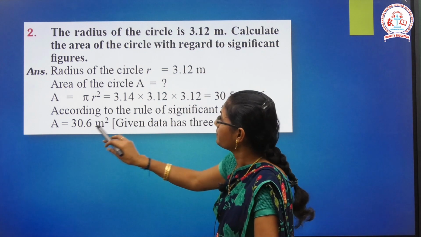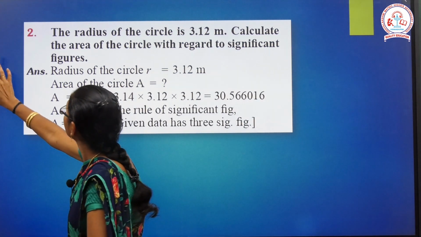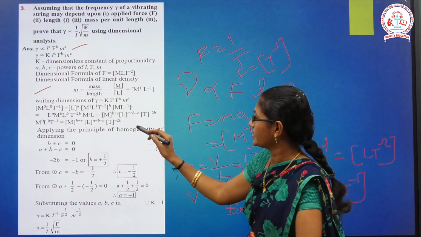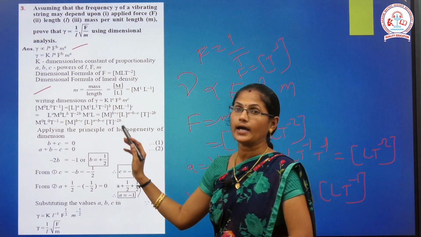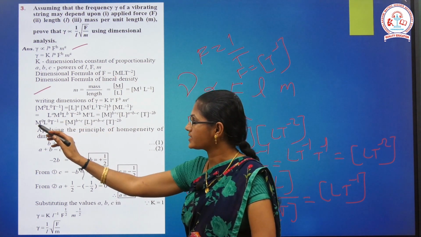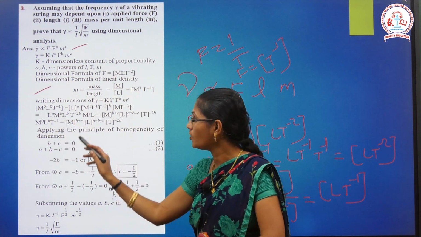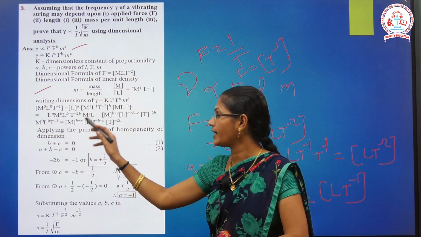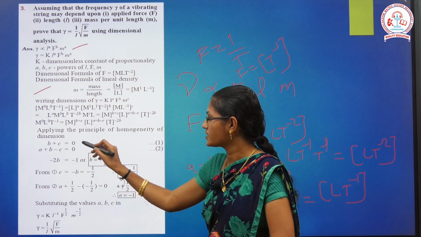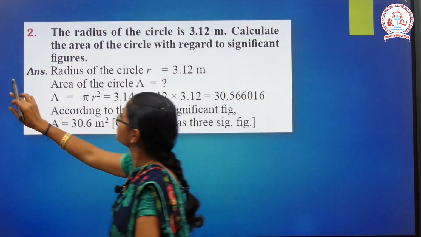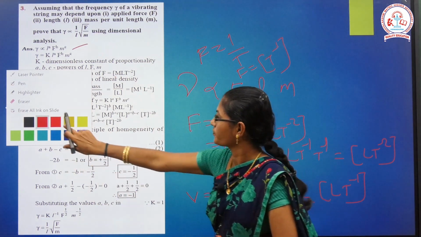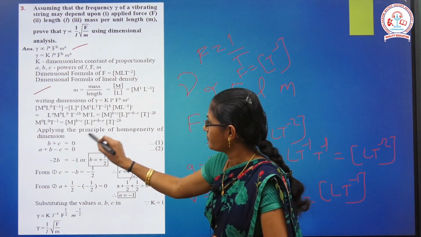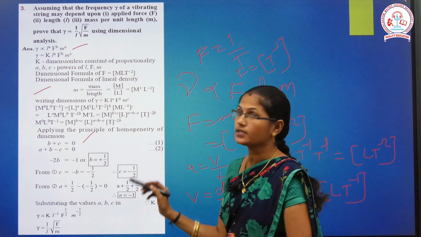And next, the third step. We have to compare left hand side and right hand side. What is the left hand side M power value? That is 0. And what is the right hand side M power value? That is B plus C. So, this is the first equation. So, B plus C is equal to 0.